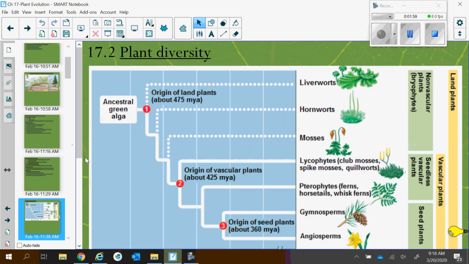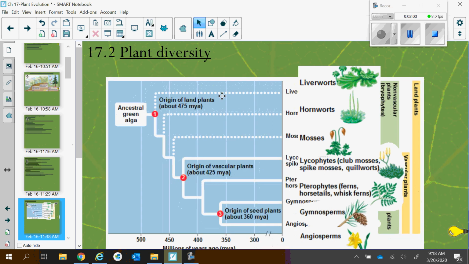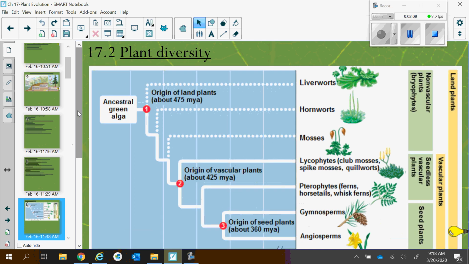But as you understand with common ancestry, can I make this smaller? Yeah, that's not good. Control Z. Do this.